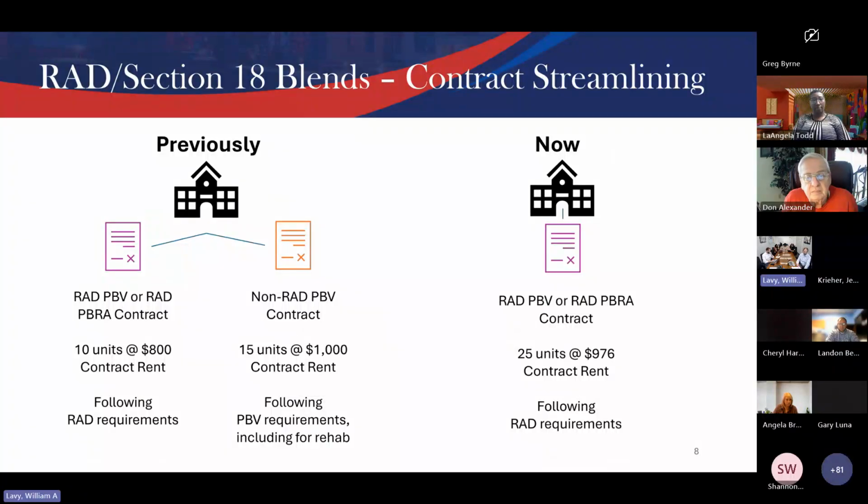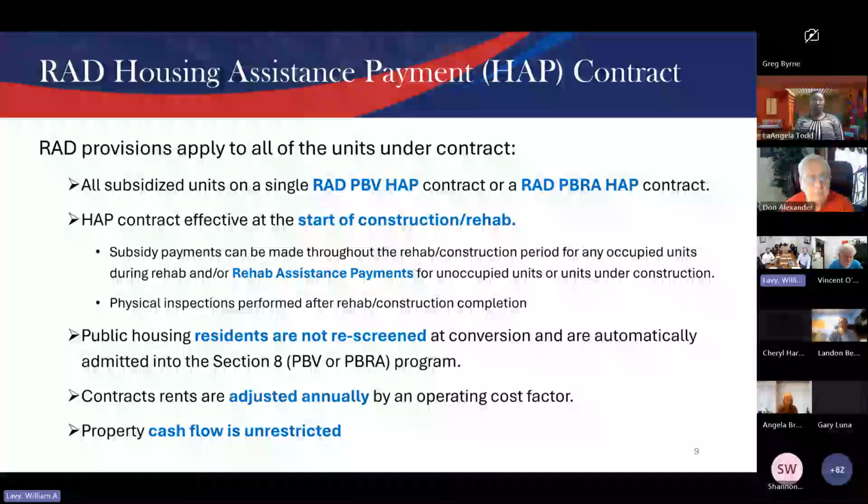With Section 18 blends, it used to be that there were two contracts that resulted. Nowadays, though, we're on a single contract. All the units that result from a RAD and Section 18 blend, even though some units are leaving the public housing program through RAD and some units are leaving through Section 18, they all end up on a single contract. Again, either a PBV or PBRA contract. All units under the contract are subject to the same rent schedule and follow the RAD requirements. Let's walk through some of what those RAD requirements are.